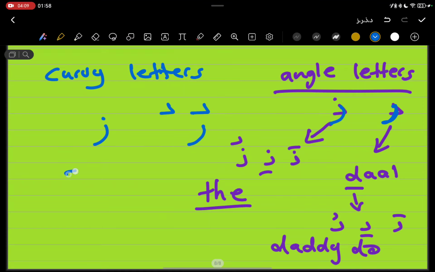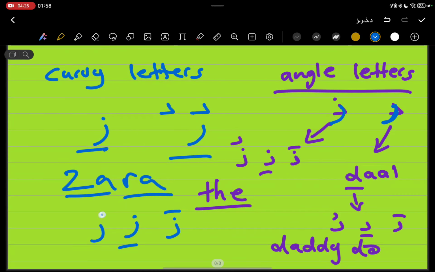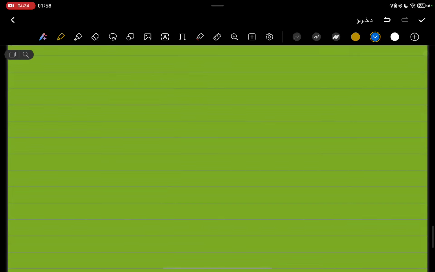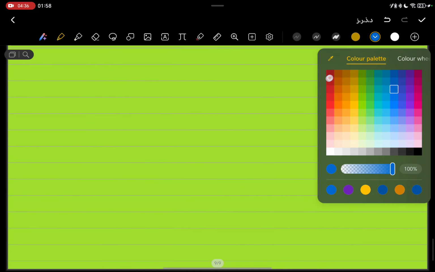And I told you, just remember Zara, the clothing shop, okay? So this one is za and this one is ra, okay? Za, ra. The one with the dot is za, zi, zu. And the one without the dot is ra, ri, ru, okay? That's it. A little revision of all the letters that we had so far.